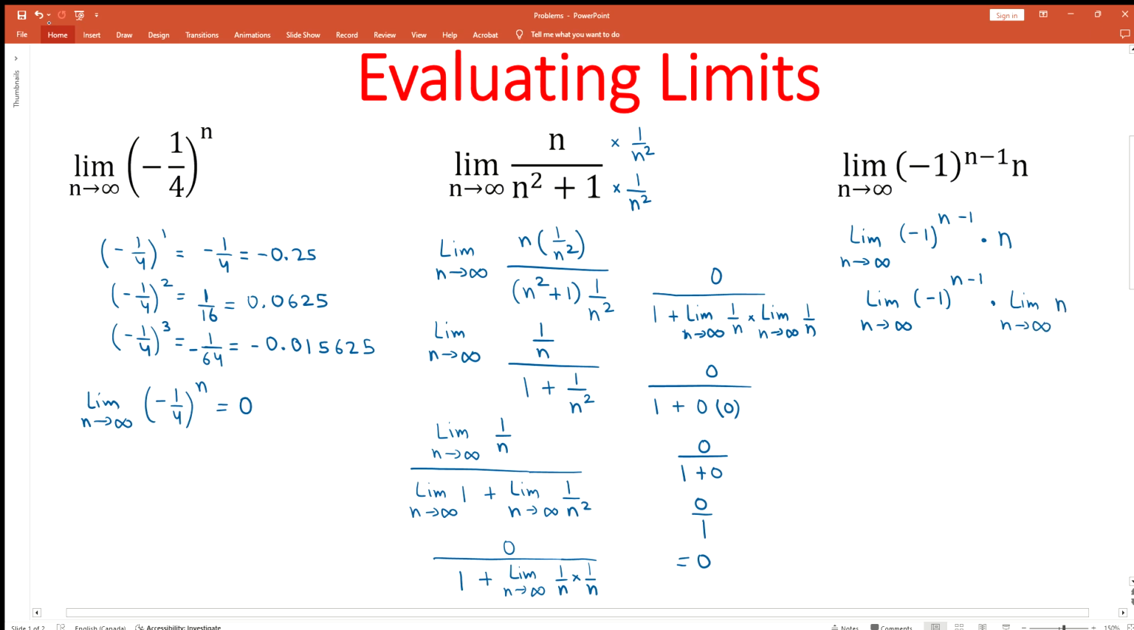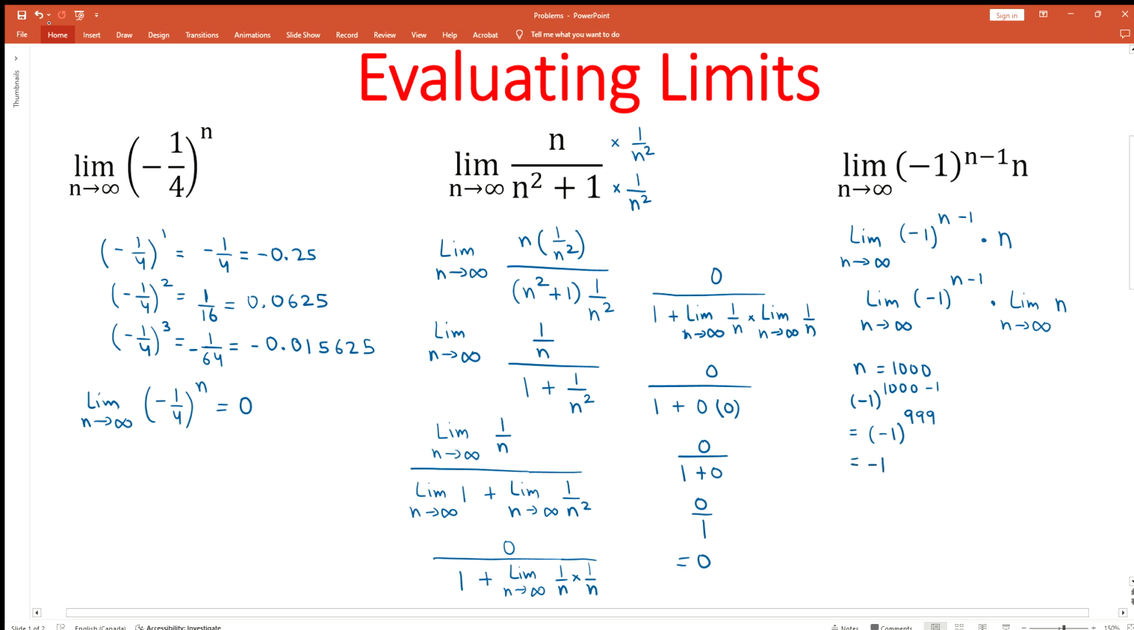Let's analyze the first limit. Limit n approaches infinity, negative 1 to the power n minus 1. As n approaches infinity, the value of this term can be positive or negative depending on the n value. For example, if we use a big n value, say 1000, the value of this expression, negative 1 to the power n minus 1, will be equal to negative 1 to the power 1000 minus 1, which is equal to negative 1 to the power 999, which is equal to negative 1.